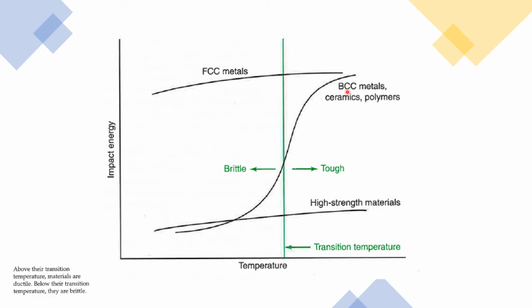You don't have to worry about all of the lines. Here is a temperature transition. If you go below, it's brittle, and if you go above, you've got ductile. And you still have your ductility. This is just showing you the energy lines.